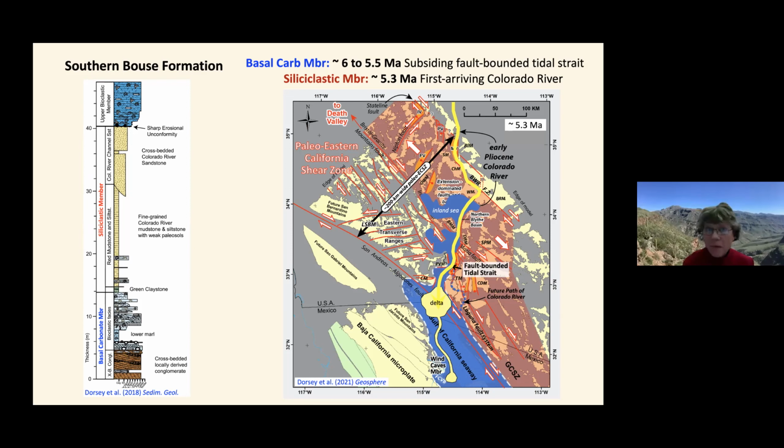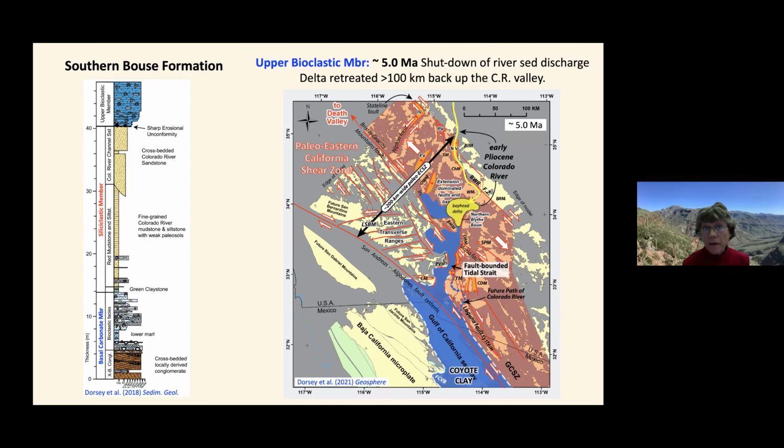And so what happens next in this reconstruction is the unexpected part, where the delta retreated more than 100 kilometers back up into the Colorado River Valley. And that's when we deposit the upper bioclastic member, which records the reflooding of the lower river valley, and the Coyote clay here in the south, which also is a signal of the shutdown of sand delivery to the basin. And we attribute that to sediment trapping along the river corridor.